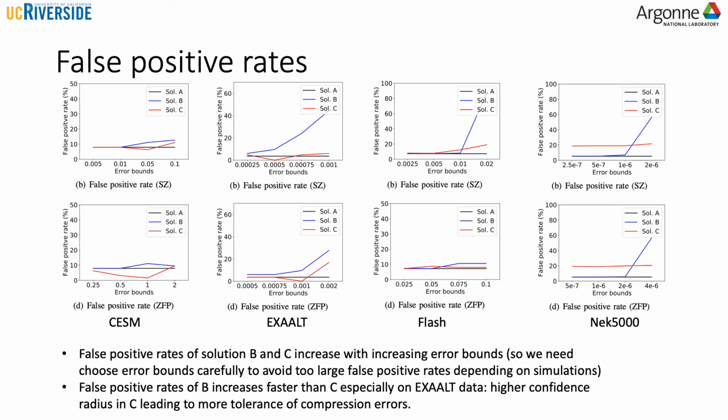Another interesting fact that we observe from the figure is that the false positive rate of solution B increases generally faster than solution C, especially on EXALT data. We think the reason is that the 8 increases the confidence radius because it uses decompressed data as the history to tolerate more compression error.